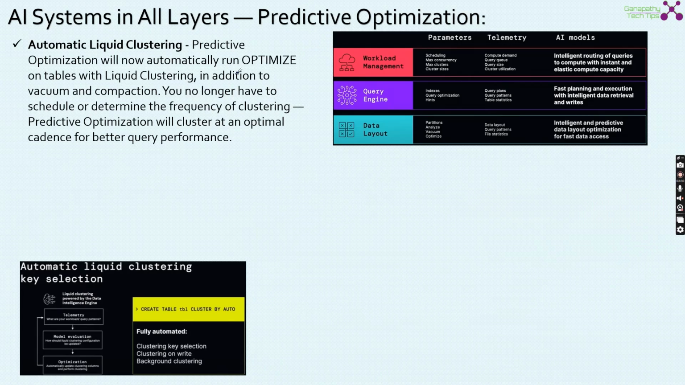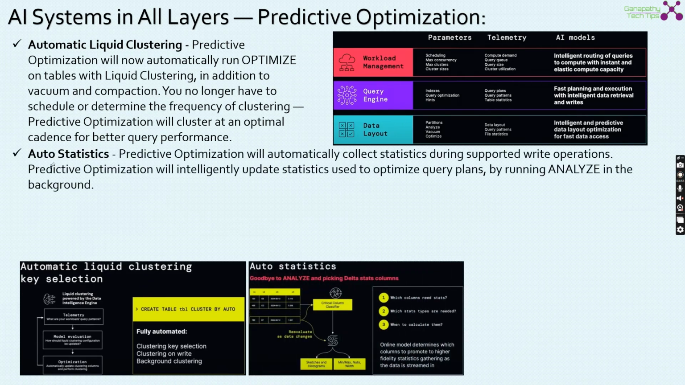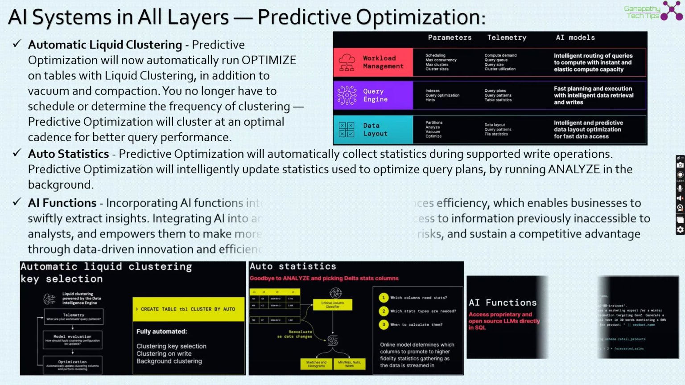Optimize is very much needed because of the way the data is stored. So you need to run the optimize command at regular intervals to chunk the smaller files into larger files. All these things are done automatically now using this automatic liquid clustering. And then the auto statistics, again a predictive optimization. So no need to collect any statistics, all are done automatically by Databricks. Predictive optimization will intelligently update the statistics useful for the query plans by running the analyze command in the background. So again, completely automatic.